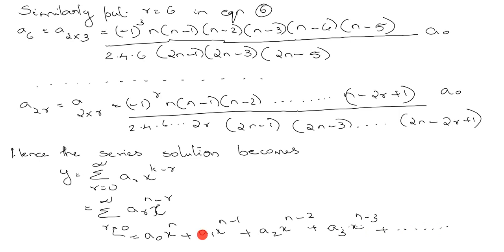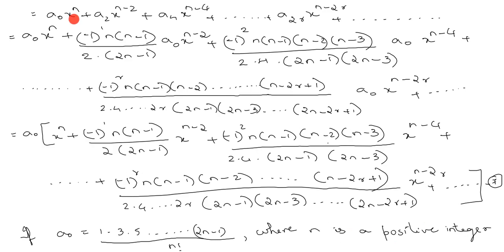We have already obtained that A1, A3, A5 etc., A2R plus 1, is equal to 0. Now this equation will become A0 x raised to n plus A2 x raised to n minus 2 plus A4 x raised to n minus 4 plus etc. plus A2R x raised to n minus 2R plus etc. Now we are going to substitute for A2, A4, A2R etc. First term can be written as the same, which is A0 x raised to n.